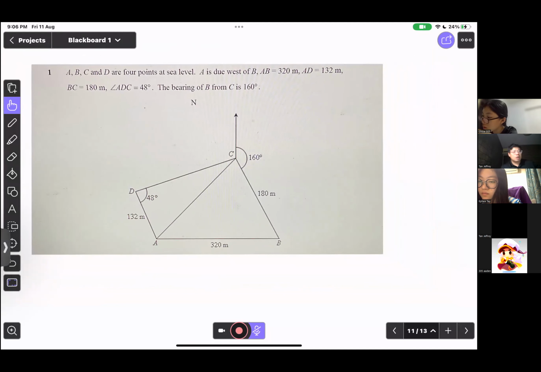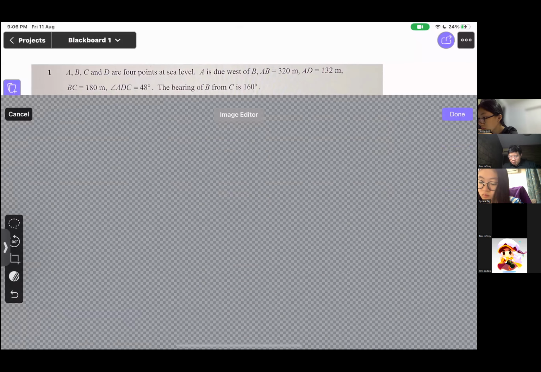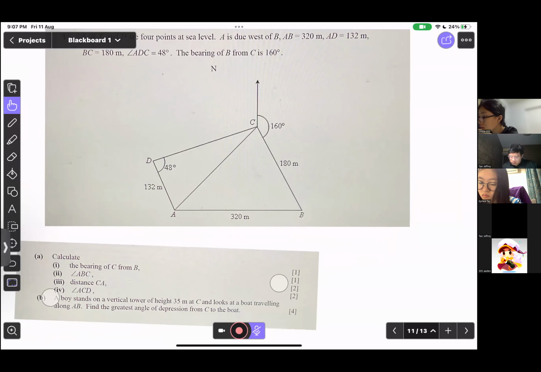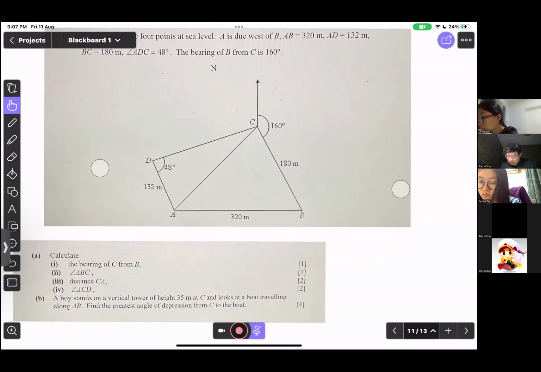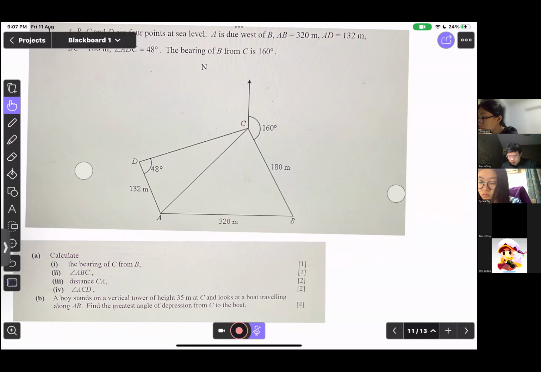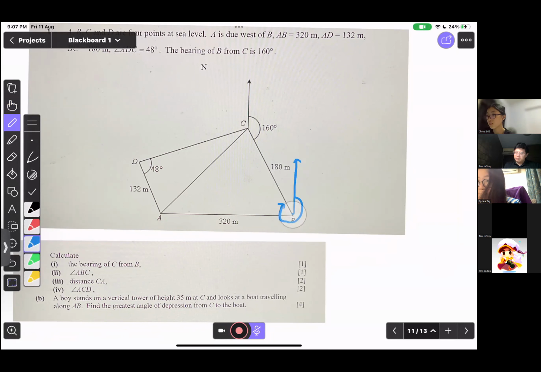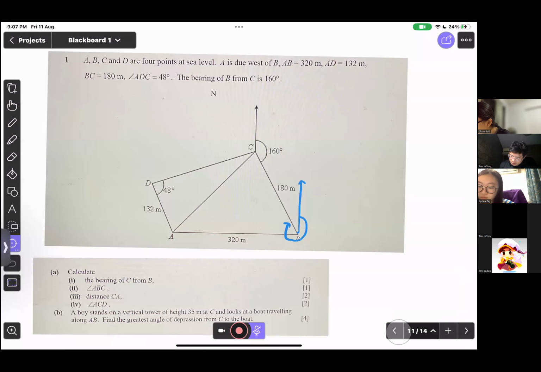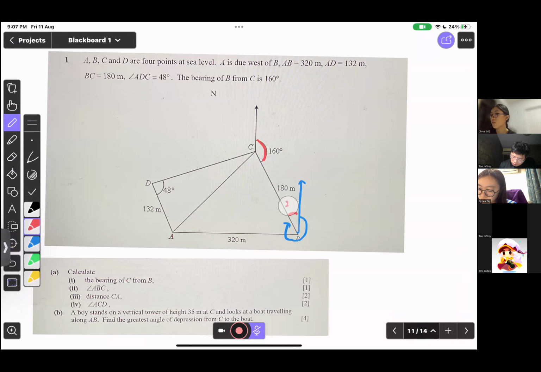A part 1. Calculate the bearing of C from B. Okay, so first one, C from B. So B is over here, right? You draw the north arrow out. Then you're looking at this angle. Is that okay? Yes. Okay, the bearing of B from C is 160. That means if this is 160, can I say that this will be 20 degree?